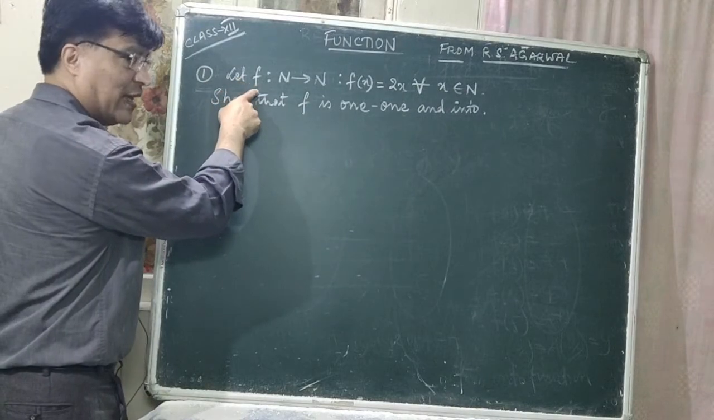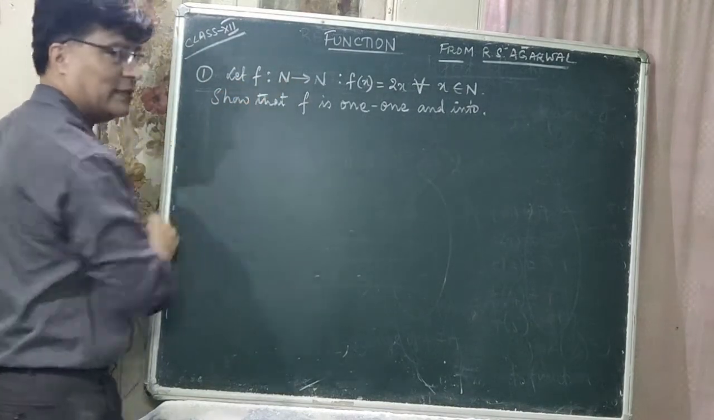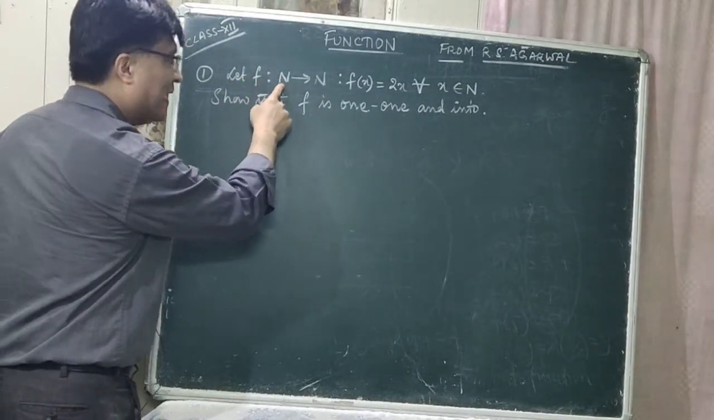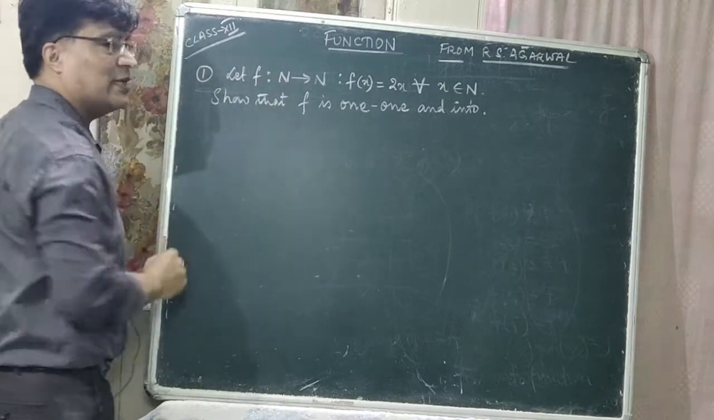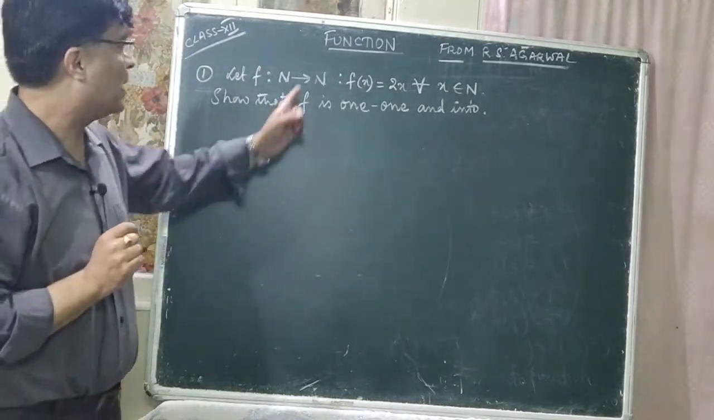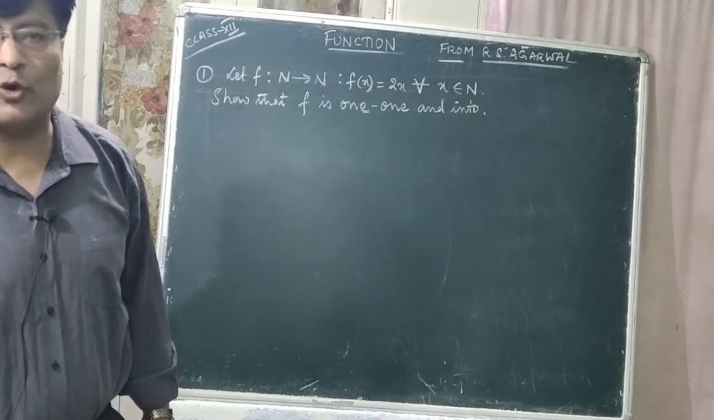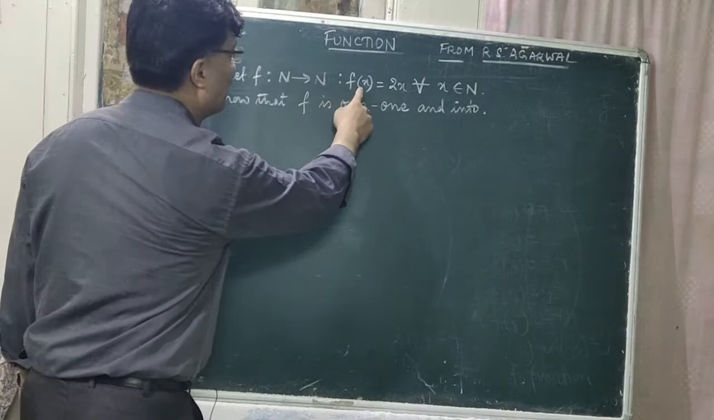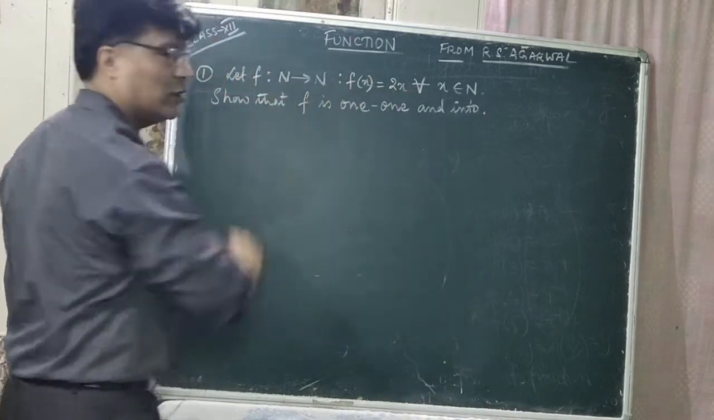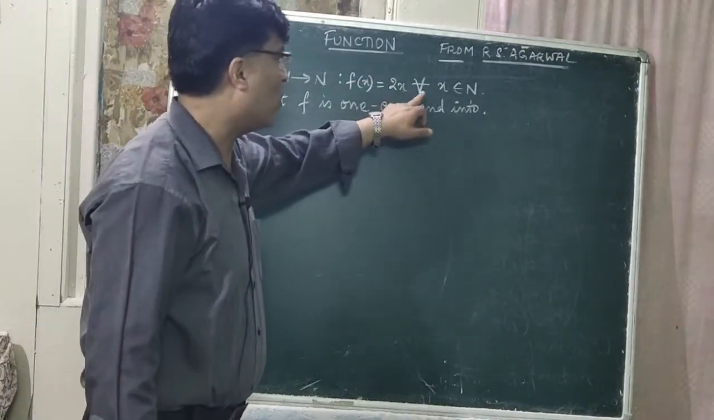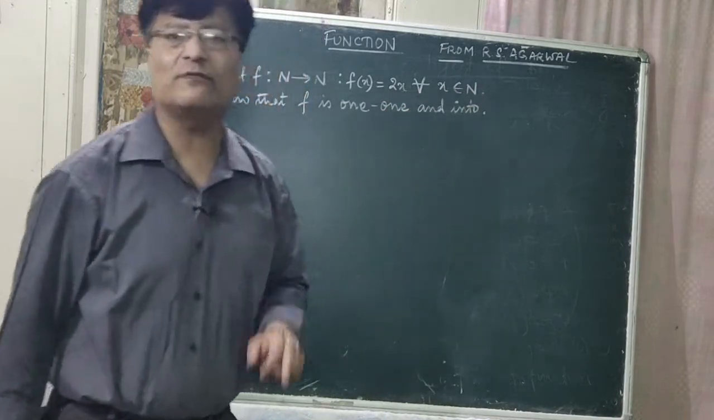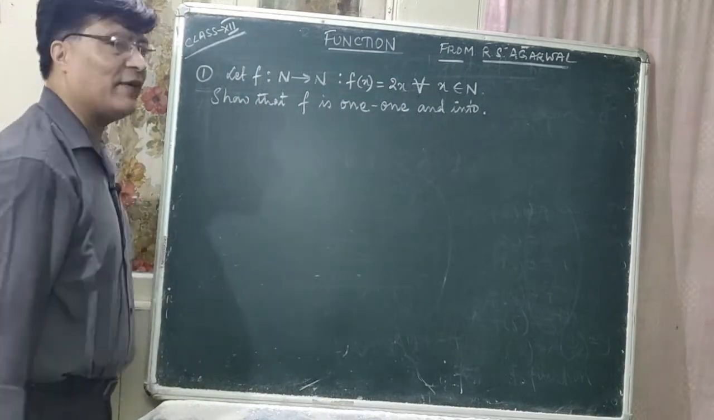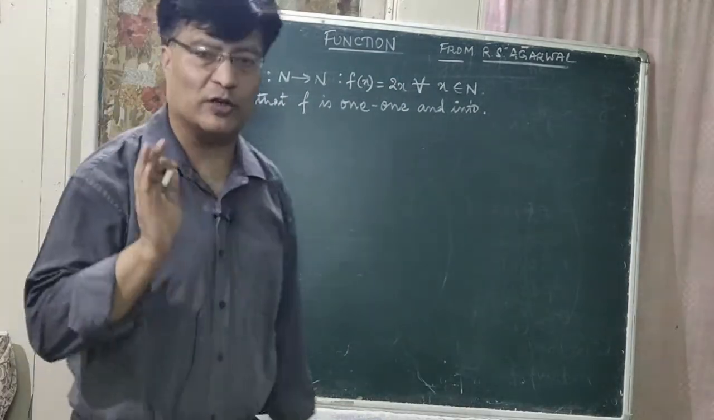Let the function f map N to N. This first N is known as domain, I told you that, and this second N is known as codomain, and this function f is defined as f of x is equal to 2x for all x belongs to the set of natural numbers. You know the meaning of this symbol. Is that clear? So you have to show that f is one-one and into function.